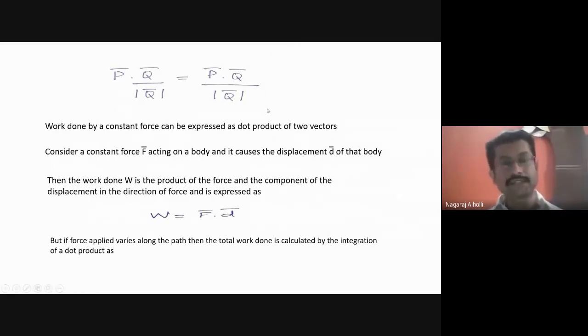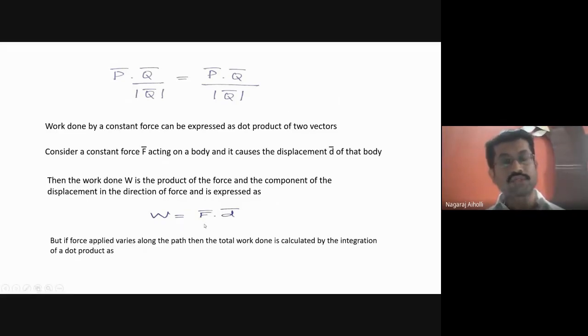The third application of the dot product is that it is used to find the work done by a force. Suppose you are exerting a force on an object, and it is displaced by some distance. If you take the dot product of the force with the displacement, that gives the work done, because work done is the product of force and displacement. That is, work done is F bar dot d bar.